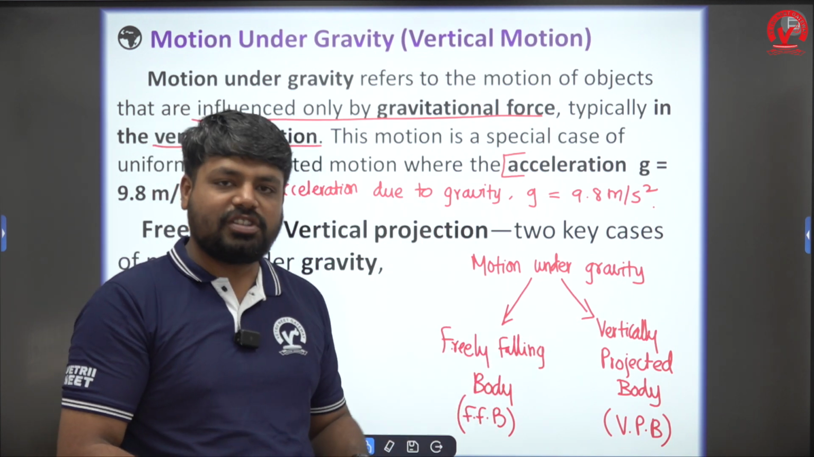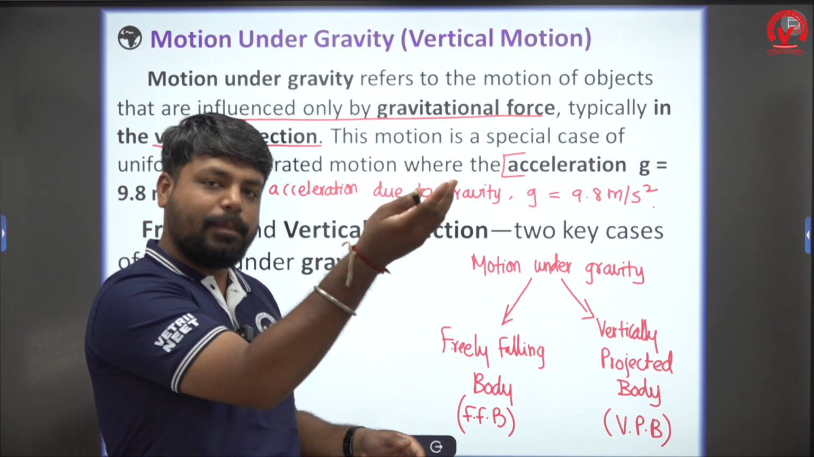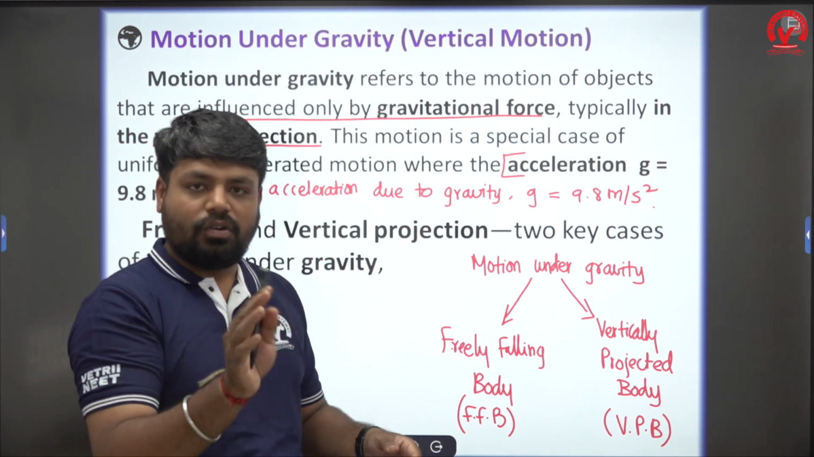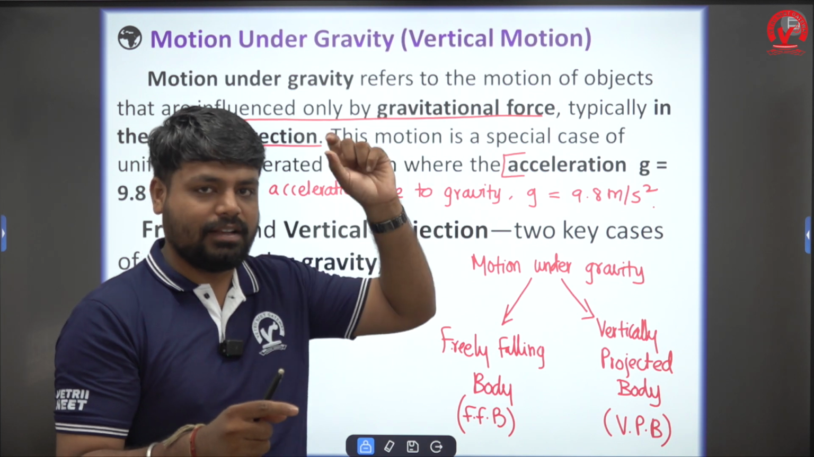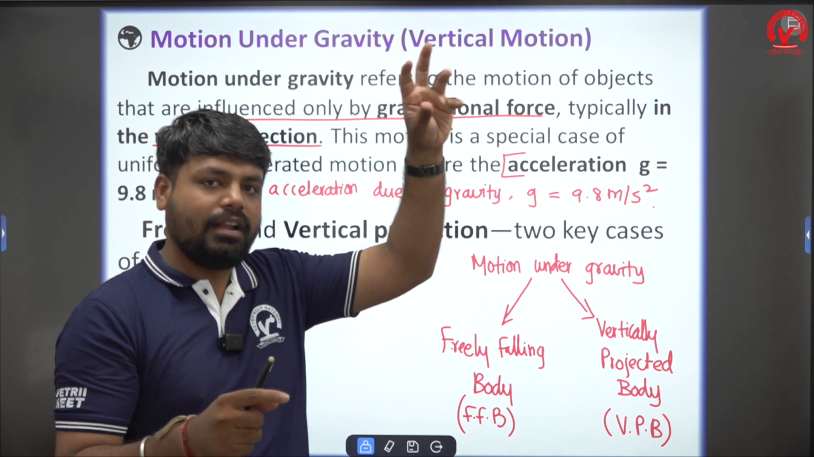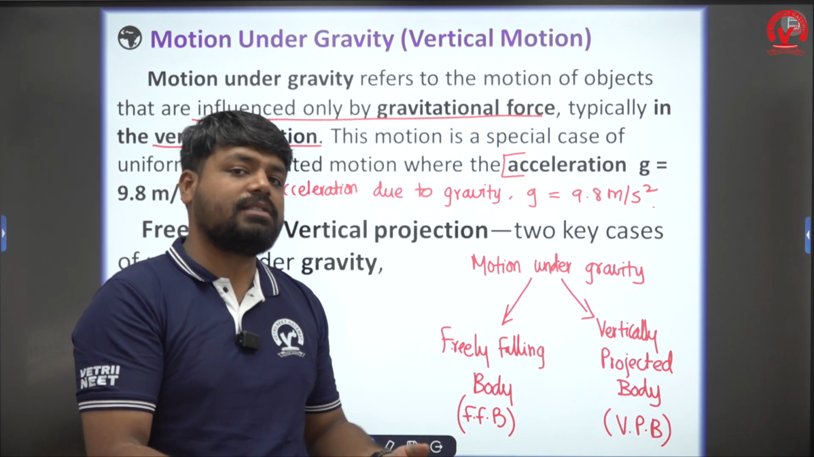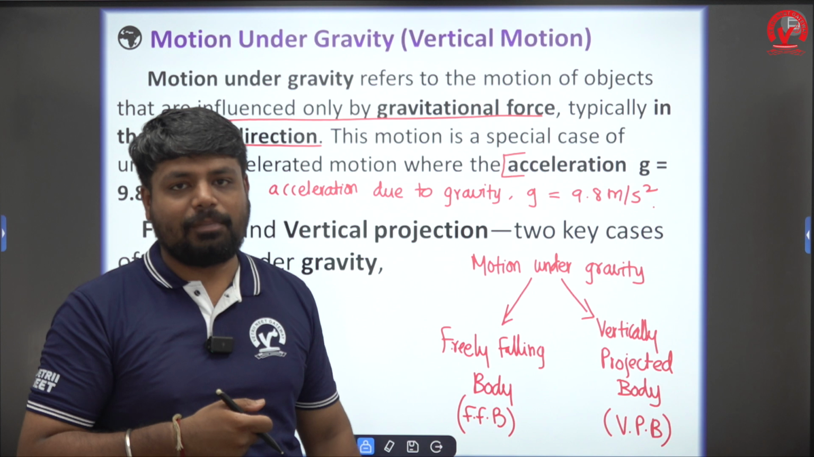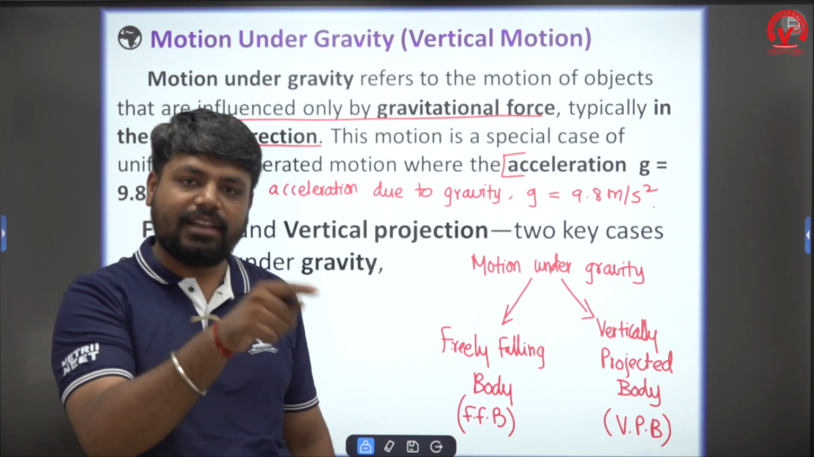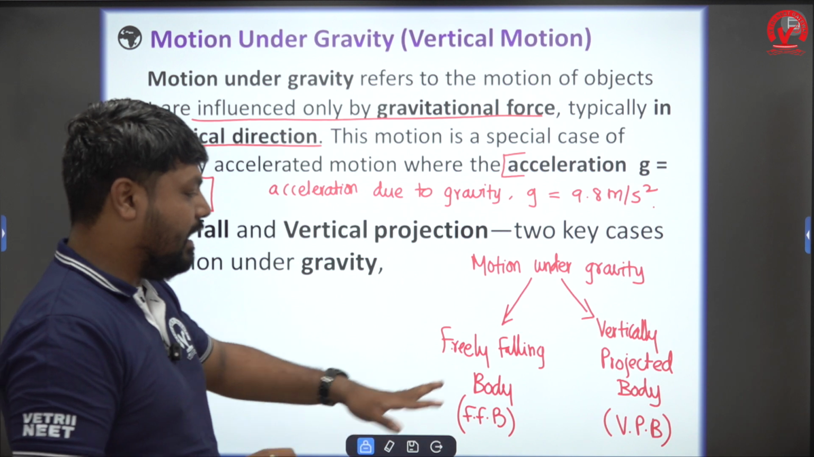What is a vertically projected body? If the pen is thrown upwards, what will happen? Does it keep moving on? No. It will stop at some height. After reaching the maximum height, it returns back. Yes or no? This is also influenced by what? Gravity. Who made it stop? The gravity made it stop at a certain height, right? So it is influenced by gravity only. So we can see this in a detailed manner.